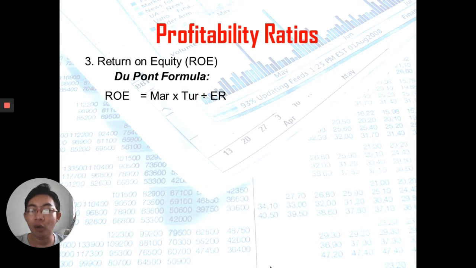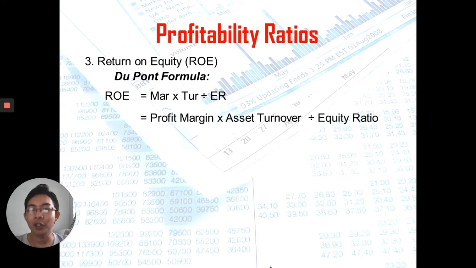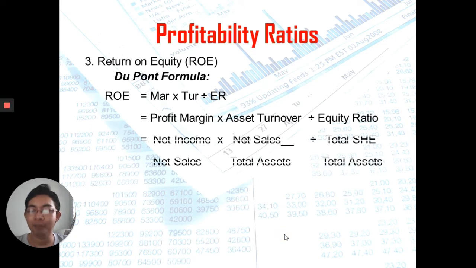Kapatid ito ni ROI. Kung si Roy daw is martyr sa pag-ibig, hindi magpapatalo si Roe. Siya daw ay martyrer. So, anong ibig sabihin ng martyrer? MAR stands for profit margin, multiplied by TUR, which is asset turnover, divided by ER or equity ratio.